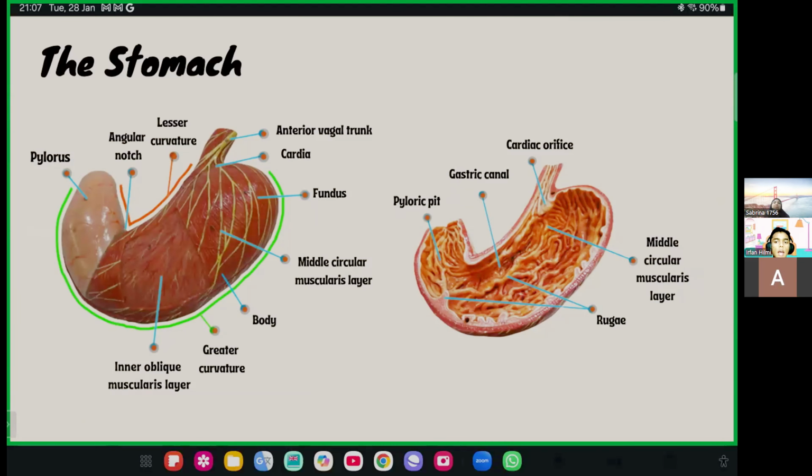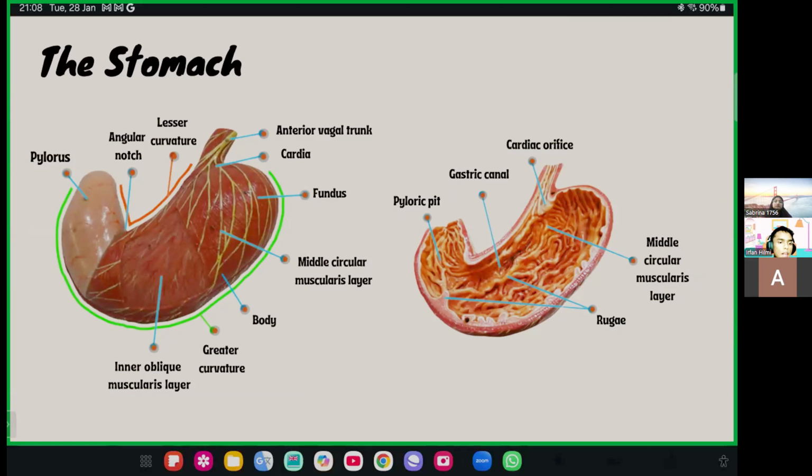Above it, it has the fundus, which stores undigested food and gases. And then the body is the largest section, where most digestion occurs with the help of gastric acid and enzymes. At the lower end, we can see the pylorus, which connects the stomach to the small intestine and controls the release of chyme through the pyloric sphincter.